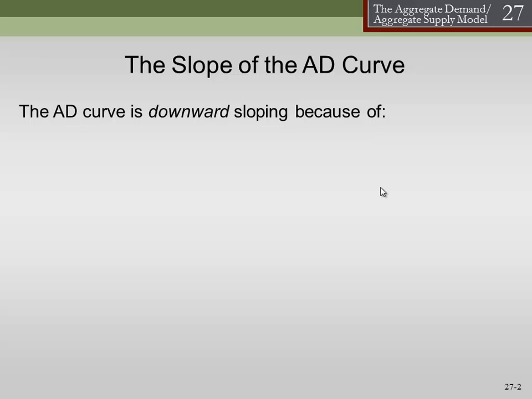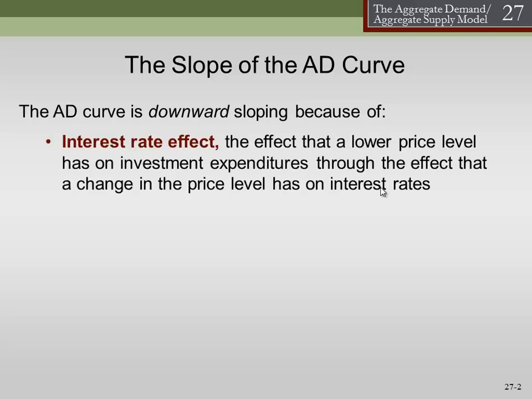Well, why is that? First of all, we have something called the interest rate effect. The effect that a lower price level has on investment expenditure through the effect that a change in price level has on interest rates. Okay, so there's this relationship between interest rates and price level called the Fisher effect. And I'm not going to go into the Fisher effect in this particular class because that's intermediate macro.